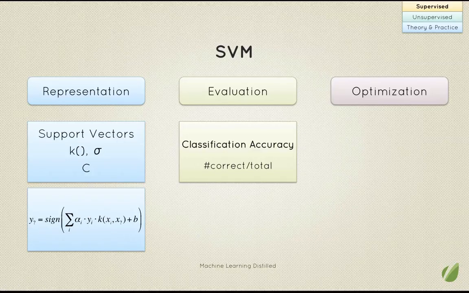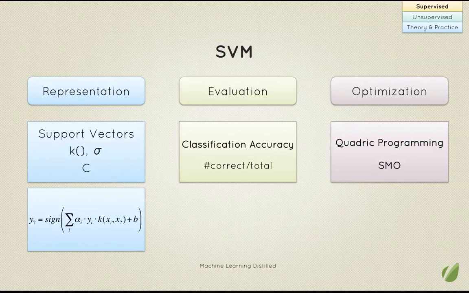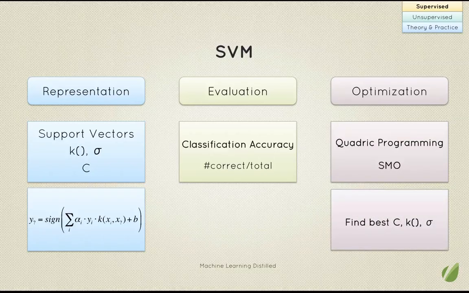How do we evaluate the SVM? Typically, since it's a classifier, we'll consider its classification accuracy, the number of correctly classified instances over the total instances. And lastly, how do we optimize an SVM? As we've seen, there are several methods to find alphas and find the best alphas. Quadratic programming and the SMO are 2 methods for doing that. Furthermore, we may need to find the best values for C, the best kernel, and the best kernel parameters like sigma for a radial basis function.